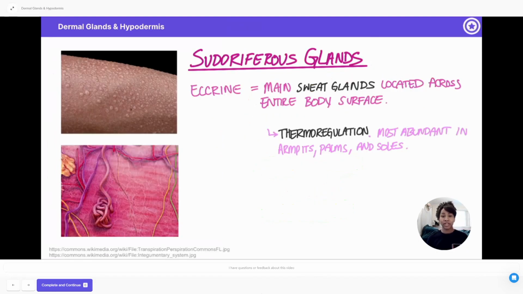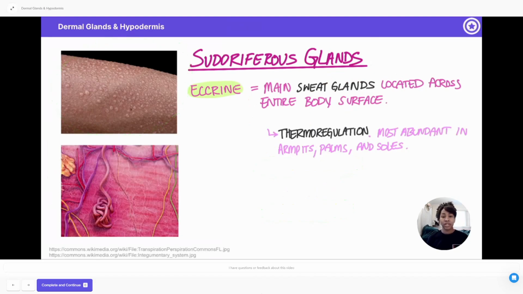So the first type of sweat gland that we're going to talk about are the eccrine sweat glands. And this is going to be the classic example that you may think of when you hear the term sweat gland. Eccrine sweat glands are responsible for most of our body's perspiration. So these are the glands located all throughout our body's surface, and those are the ones that produce the sweat that we see on our skin after a period of heavy exercise or exertion.